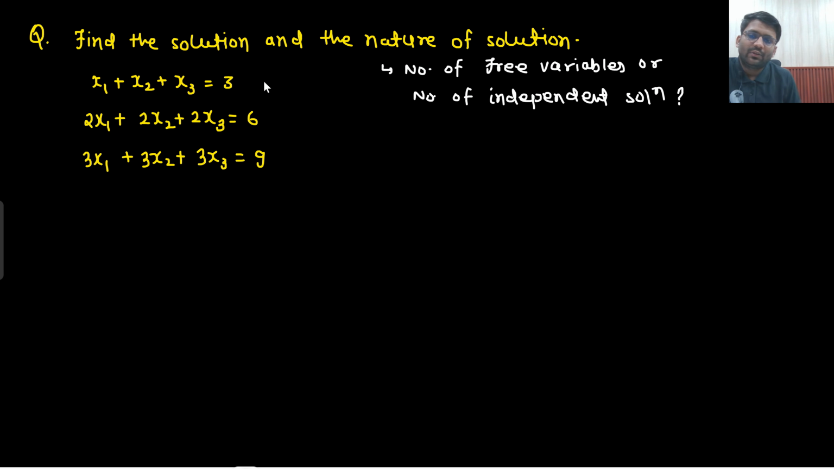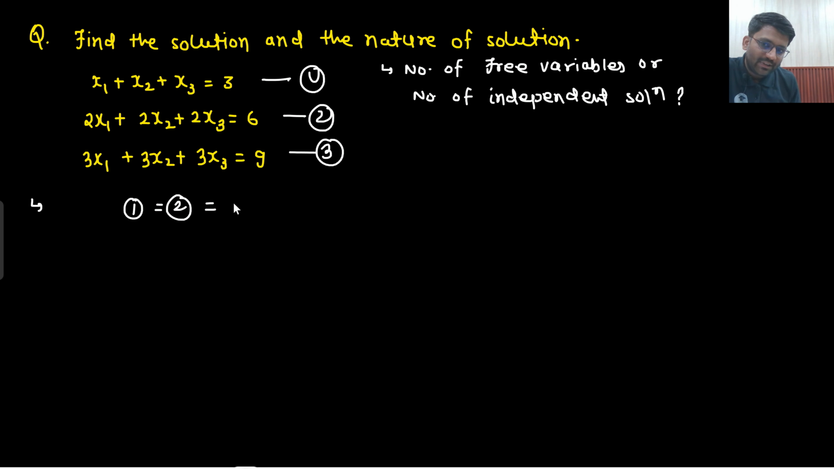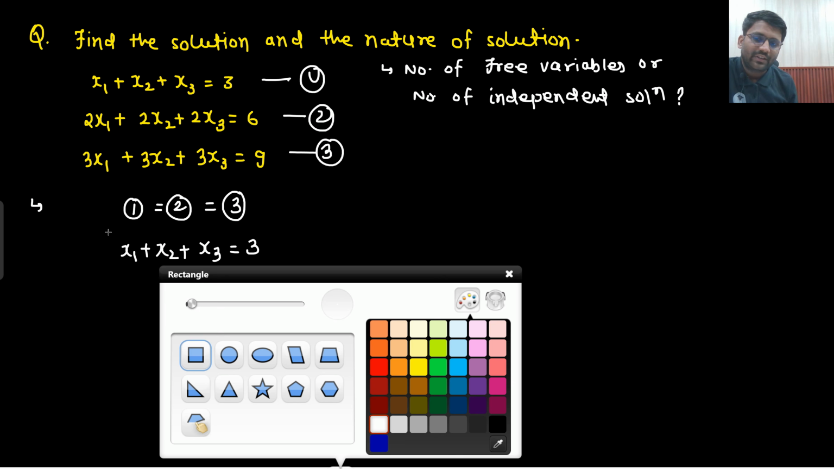So how will you solve it? Someone would say, sir, this is equation 1, this is equation 2, this is equation 3. If I look closely, equation 1, equation 2 and equation 3 are the same. If you take 2 common, you get x1 plus x2 plus x3 equals 3, since 6 divided by 2 is 3. If you take 3 common, you get x1 plus x2 plus x3 equals 3, since 9 divided by 3 is 3 only. So equation 1 is the same as equation 2 is the same as equation 3. That means effectively only one equation is given.